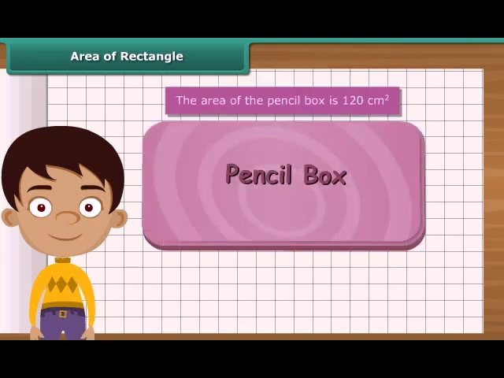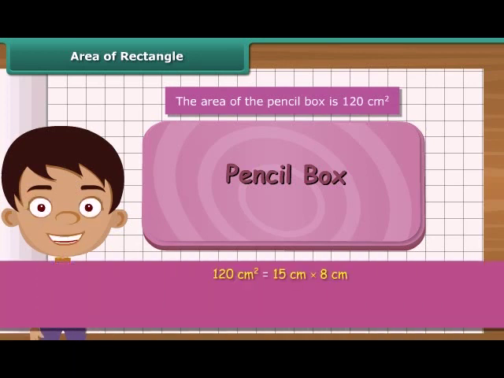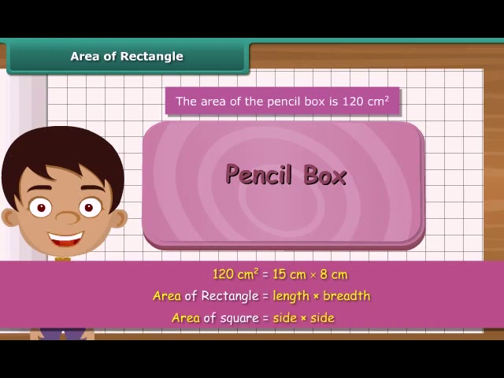It means the area of the pencil box is 120 centimeters square, which is 15 centimeters multiplied by 8 centimeters. So, we can generalize that the area of any rectangle is obtained by multiplying its length and breadth. Since a square is a rectangle whose length and breadth are equal, the area of a square is obtained by multiplying its side and side.